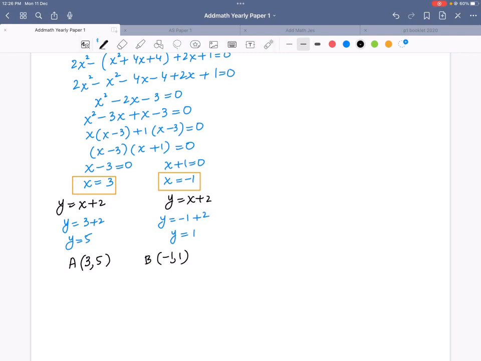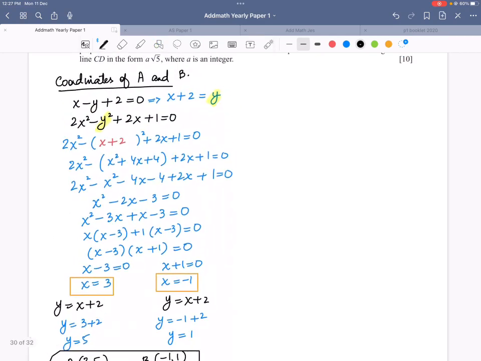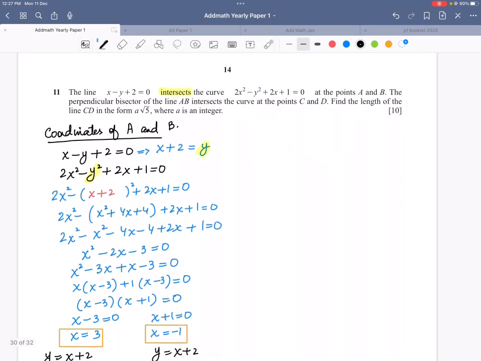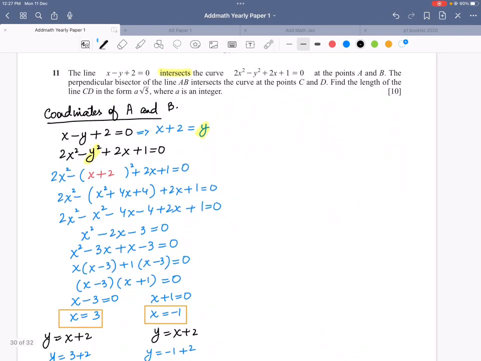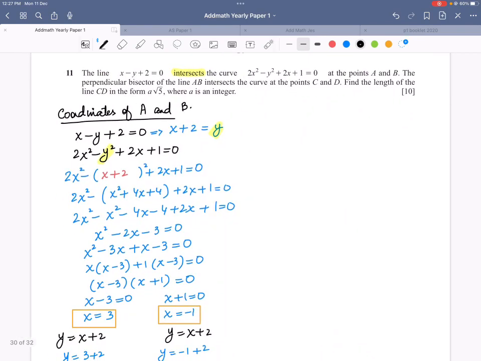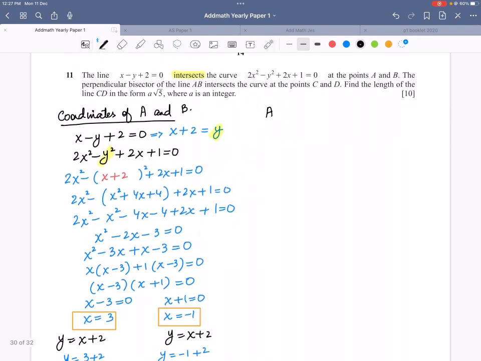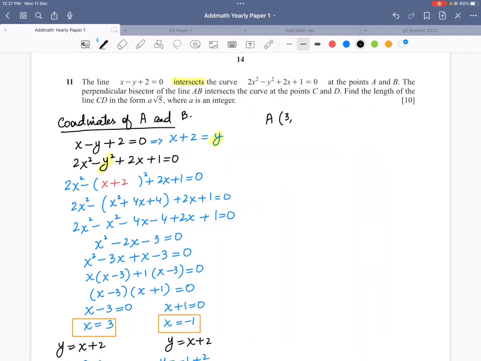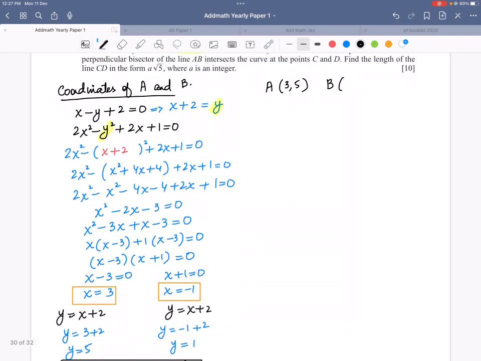So we label them A and B. This is the first part of the question, that we needed to find the coordinates for A and B. After that, it says we need to find the perpendicular bisector of AB. All right. So the coordinates for A are 3, 5, so A is 3, 5 and B is -1, 1.